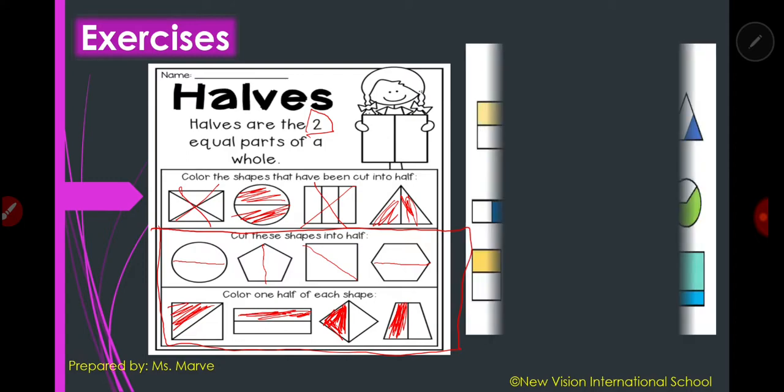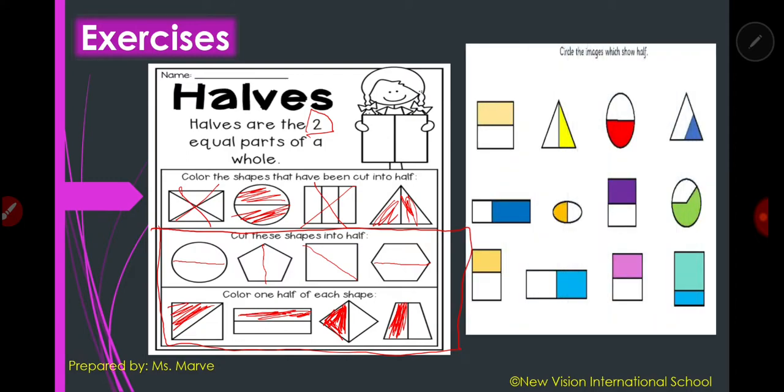Very good. Okay, let's have another example. Circle the image which shows half. Okay, half only. Okay, circle. Always remember that the parts should have the same size. This one is correct, so I circle it. This one also is correct. Circle this one. This one is correct.